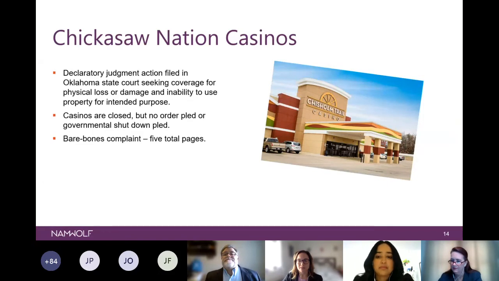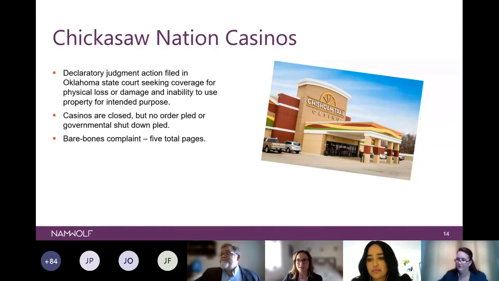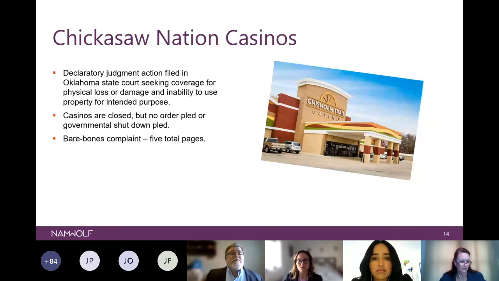So this complaint contains very few allegations. The nation essentially alleges that as the direct result of the pandemic and infection, its property has sustained direct physical loss or damage and will continue to do so. Because the property has been damaged, it now cannot be used for its intended purpose. That is essentially the complaint right there. So to my panelists, do you think it's a good strategy to file a bare bones complaint at this point?